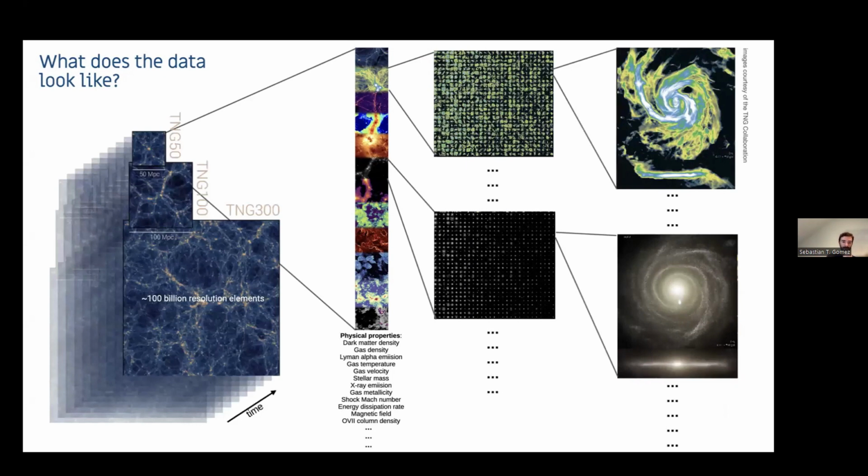You have the raw snapshots from the simulation containing basically a list of all the resolution elements, and you have about 100 or so snapshots in time describing the time evolution of the simulation. And then you cannot do much with these. You have to first refine it into the physical properties of interest out of possibly hundreds, and the structure that you're interested in, in this case, galaxies.